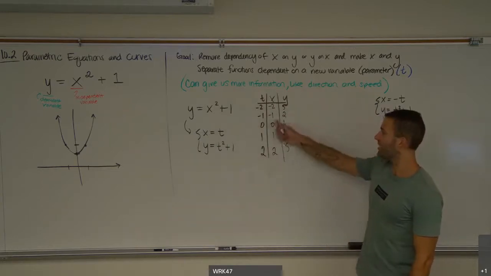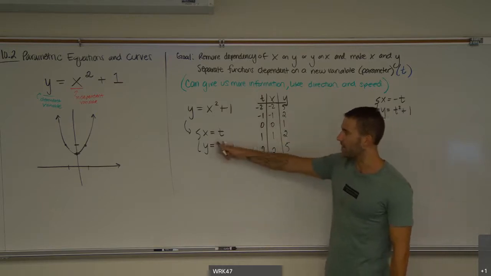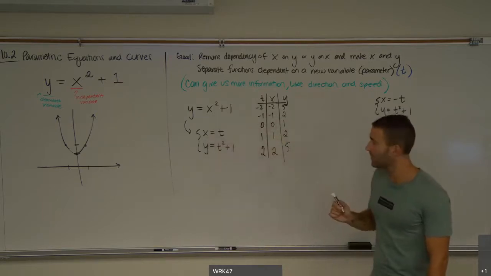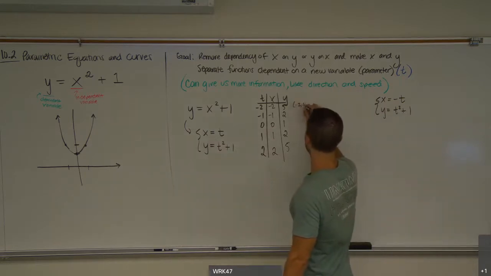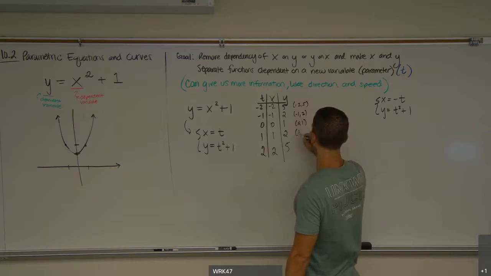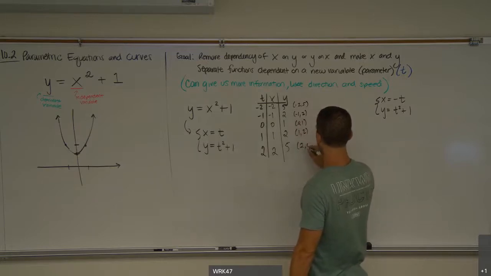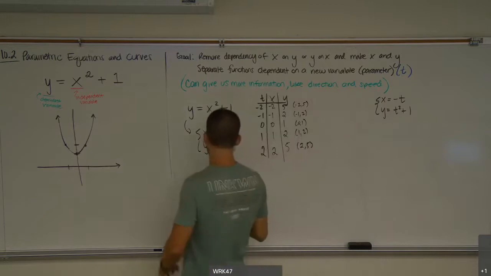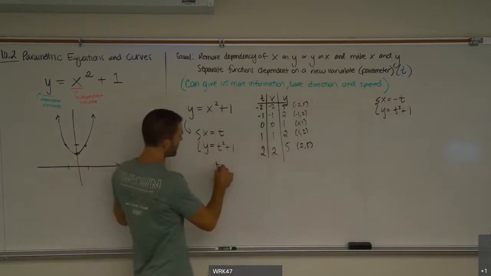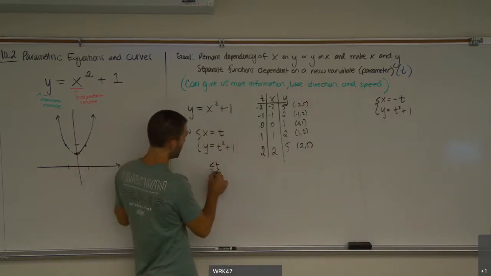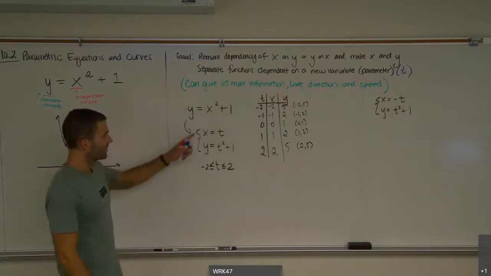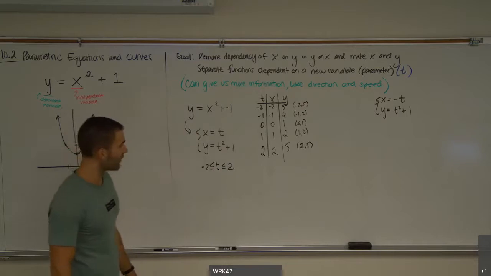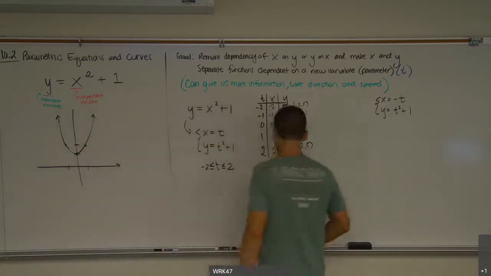Now, of course, you're like, well, it is x as well, and that's just because the parametric equation is defined as x equals t. But we still get points (-2, 5), (-1, 2), (0, 1), (1, 2), and (2, 5). And if I asked you to graph this set of parametric equations between t being -2 to 2, now we have a notion of direction as we travel along this curve, and we also will get a notion of speed.